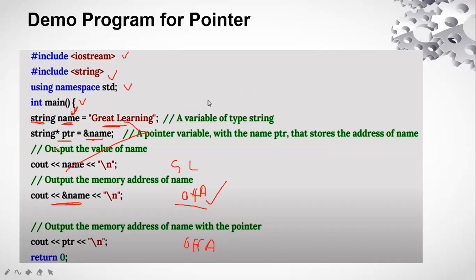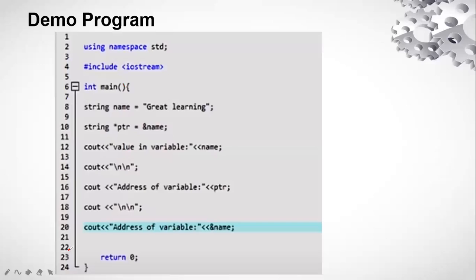So name is the variable, so it is going to display the value which is stored in the variable. Ampersand name is going to give you the address of the variable where it is stored, and ptr is again going to give you the address of the variable which it stores. So this is how the pointer is being used, right? This is the program we have taken up.